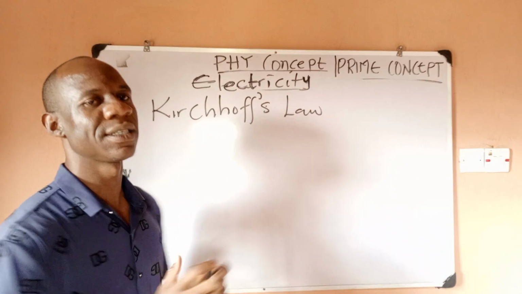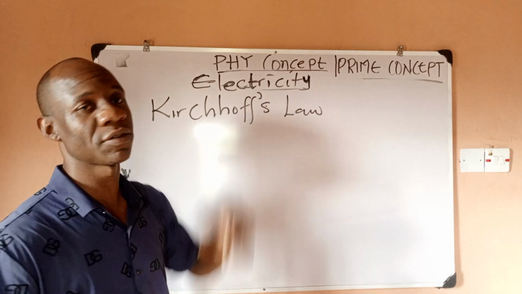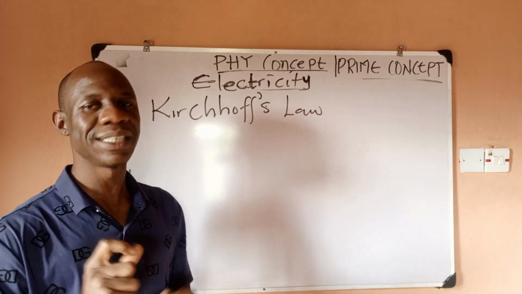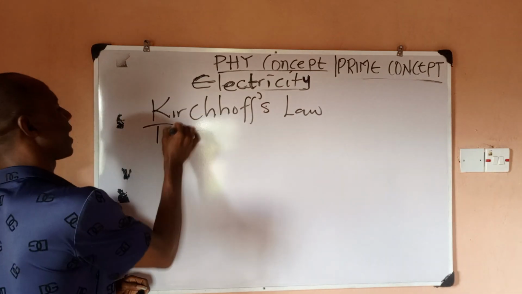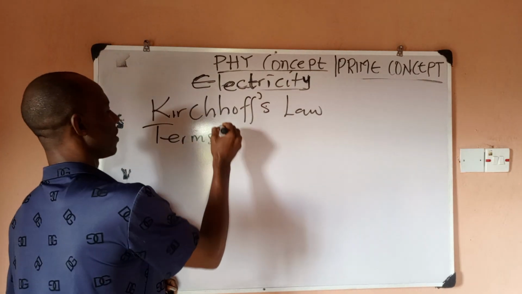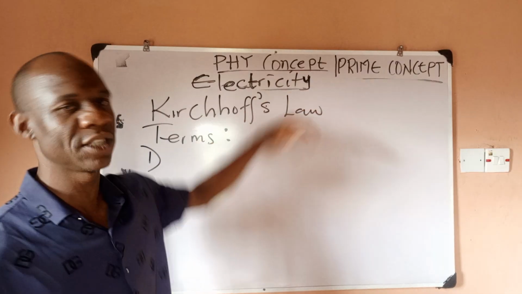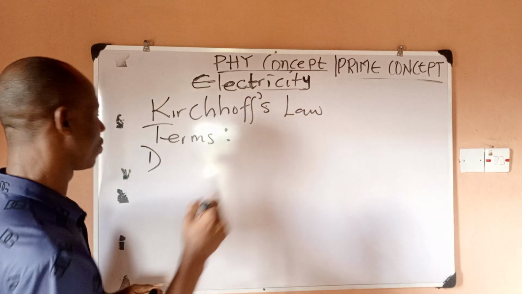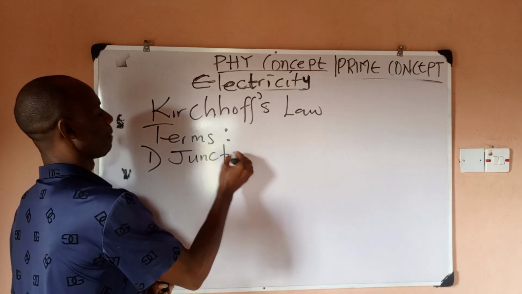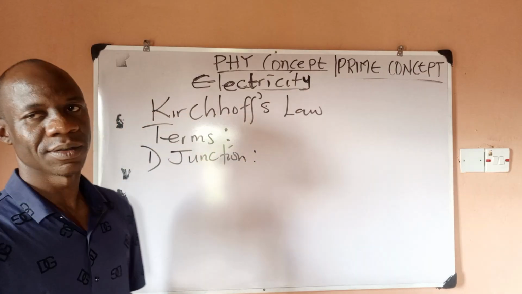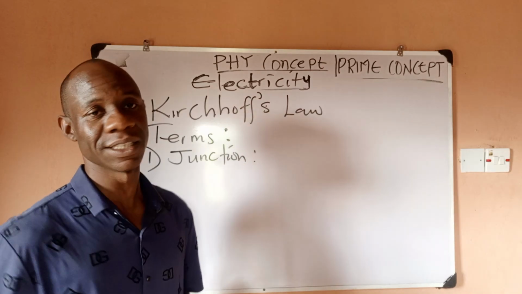But we're going to start this way. There are terminologies that we need to understand so we can understand Kirchhoff's law. So I'm going to start by explaining the terms that are used in Kirchhoff's law, right? Number one term you need to know before we dive into the law properly is what we call junction. Junction means literally the same thing as in English, right?